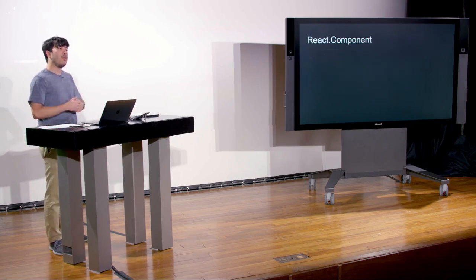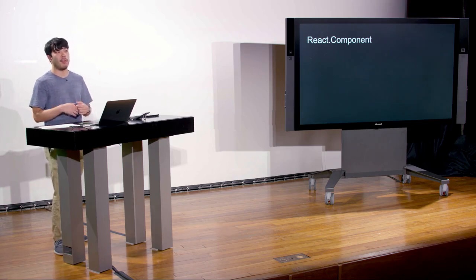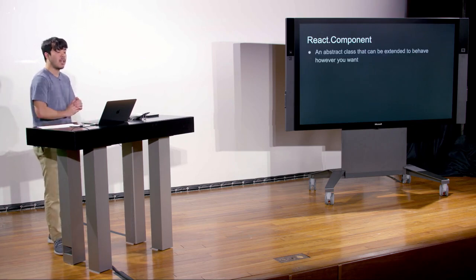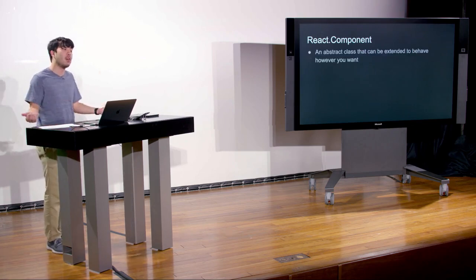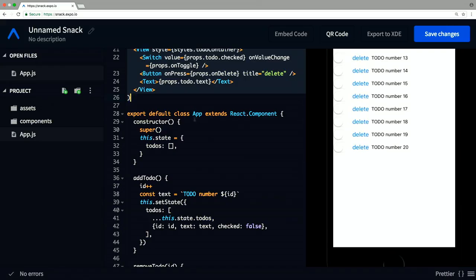And so on the other side of the coin, we have what's called a React.Component. This is something that's actually provided by the React library and implemented for you. It's an abstract class that can be extended to behave however you want. And so in our example here, and examples prior, we've been creating a class called whatever we want, and we're actually extending this thing called a React component.